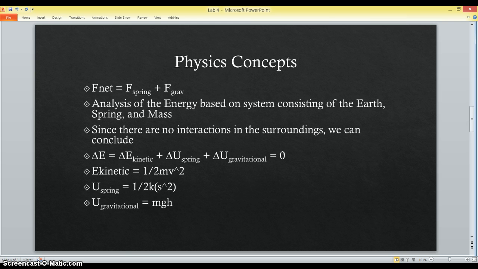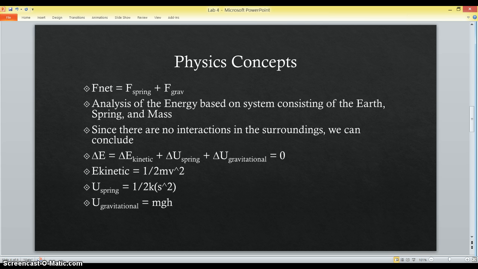It was shown that the net force was equal to the force of the spring plus the force of gravity. The energy analysis was based on a system consisting of the Earth, the spring, and the mass. Since there were no interactions with the surroundings, we can conclude that delta E, the change in energy, was equal to the change in kinetic energy plus the change in U spring and U gravitational, and this whole summation adds up to 0.